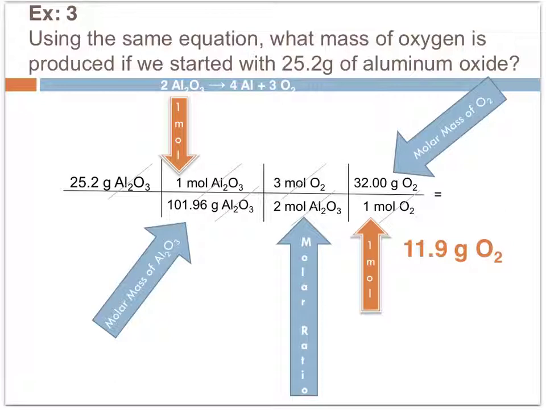The final step is a return to the periodic table, where we find the mass of diatomic oxygen. This mass of 2 oxygens, 32.00 grams, is the mass of 1 mole of that substance. The final answer is 11.9 grams of oxygen. This is achieved by multiplying each expression across the top and dividing every expression across the bottom.